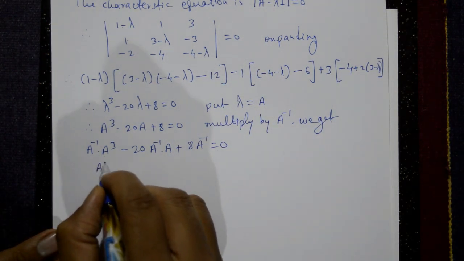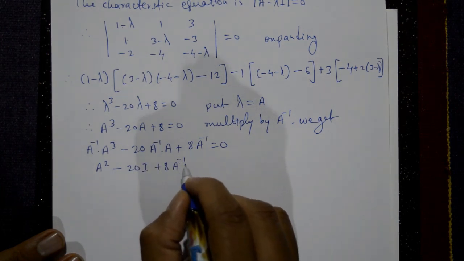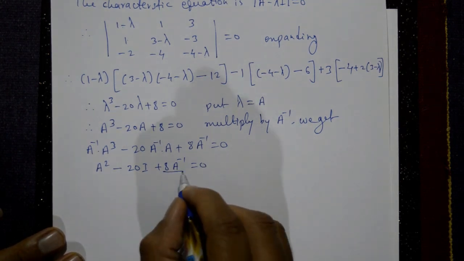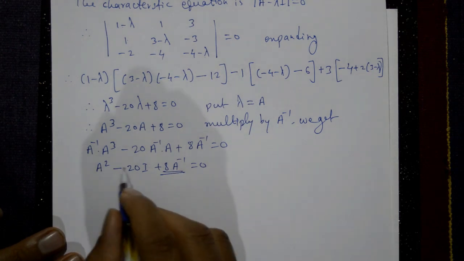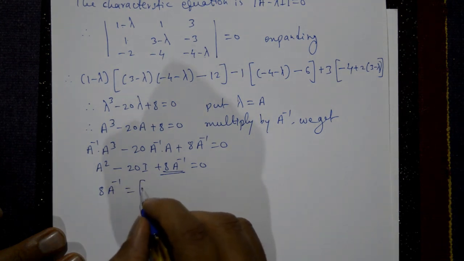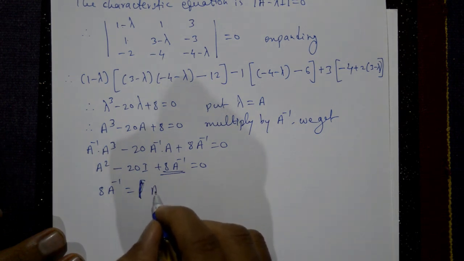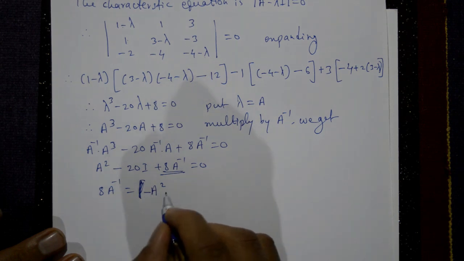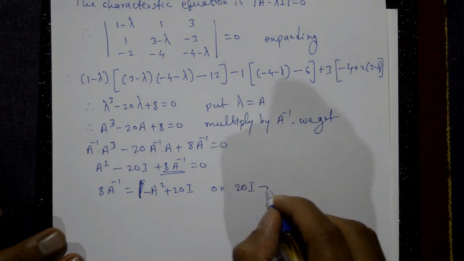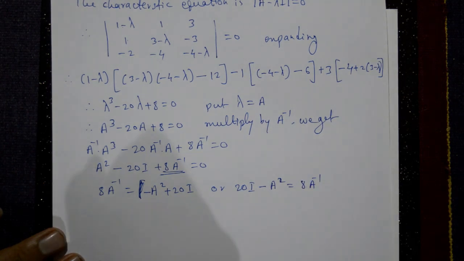Now this is A squared minus 20I plus 8A inverse equal to 0. Required only the inverse of A, means these two shift to the right-hand side. 8A inverse equal to, it is A squared minus A squared plus 20I, or 20I minus A squared is equal to 8A inverse.